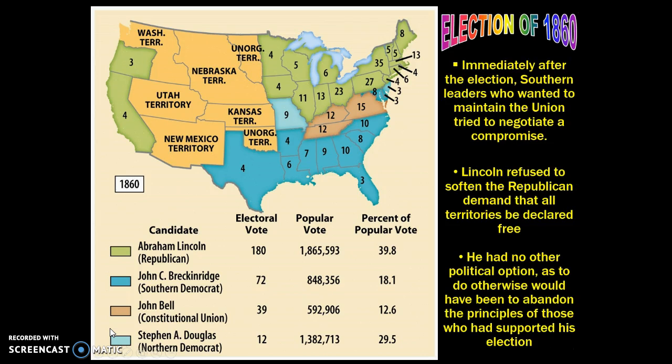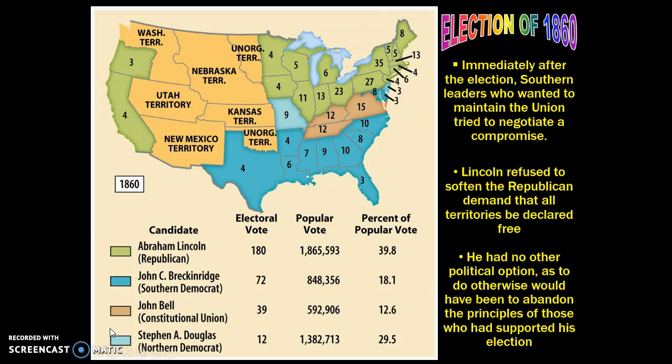Obviously, Abraham Lincoln wins the election, but if you look at the electoral map, he wins only northern and then western states with Oregon and California. But he wins a substantial amount of the vote. You can obviously see that Stephen Douglas wins a substantial amount of the popular vote, but not a substantial amount of the electoral vote.